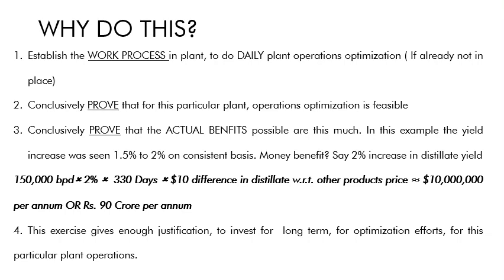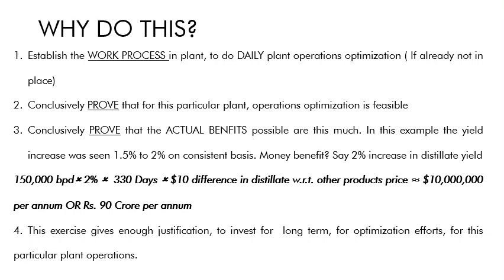The second thing is, this exercise conclusively proves that for this particular plant, operations optimization is technically feasible. Thirdly, it conclusively proves what is the actual benefit potential which is already achieved in this plant. For example, in this plant, the exercise was run for 3 months, and consistently a yield increase of 1.5% to 2% was seen.